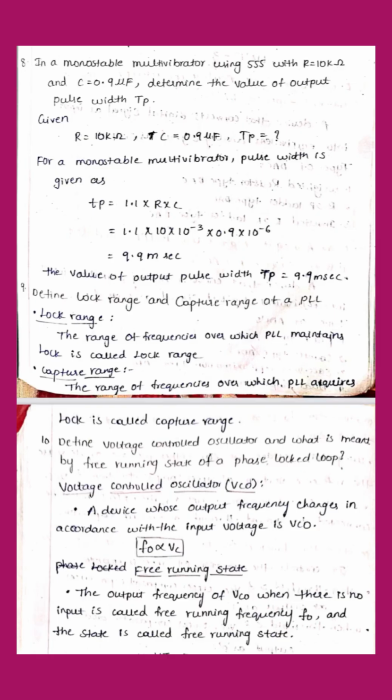Question number 10. Define voltage controlled oscillator and what is meant by free running state of a phase locked loop. Now let us see first what is voltage controlled oscillator. A device whose output frequency changes in accordance with the input voltage is called voltage controlled oscillator. That means output frequency F0 is proportional to control voltage Vc. Then next one, free running state. The output frequency of VCO when there is no input is called free running frequency F0 and the state is called free running state.